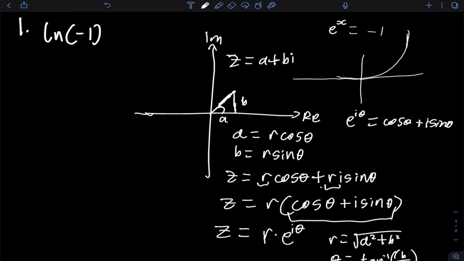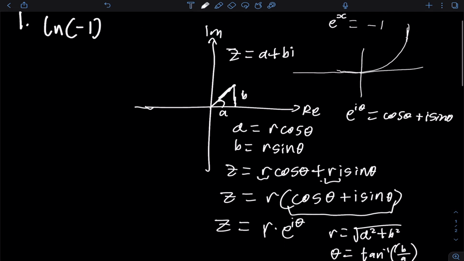So let's go back to the natural log of -1. We know that -1 will be right here on the complex plane. So let's say this is -1. Then what do we know, as this is directly intersecting the real axis, the distance from the origin is just going to be the absolute value of whatever that number is, which is 1. So we know that r is 1 here.